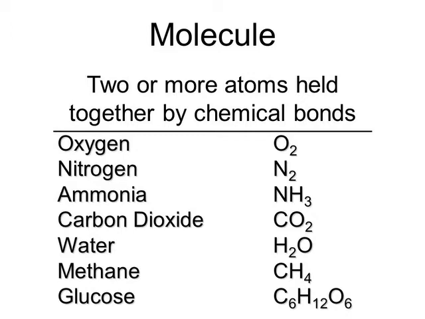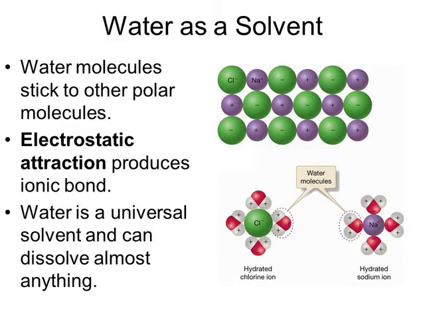The most obvious are oxygen and nitrogen, right? Ammonia, carbon dioxide, water, methane, and glucose. These are very common molecules that we experience here in oceanography and marine biology. And those molecules that we just talked about have different types of bonds, right?